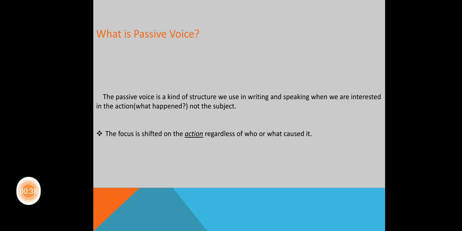We start by defining the concept. What is meant by passive voice? For those who are having this for the first time, they have to pay attention to this. So passive voice is a kind of structure used in writing and in speaking when we're interested in the action, like what happened, the action only, not the subject. So we're interested in just the result. We don't know or we don't want to know who did it, or the doer of this result. The focus is shifted on the action regardless of who or what caused it.